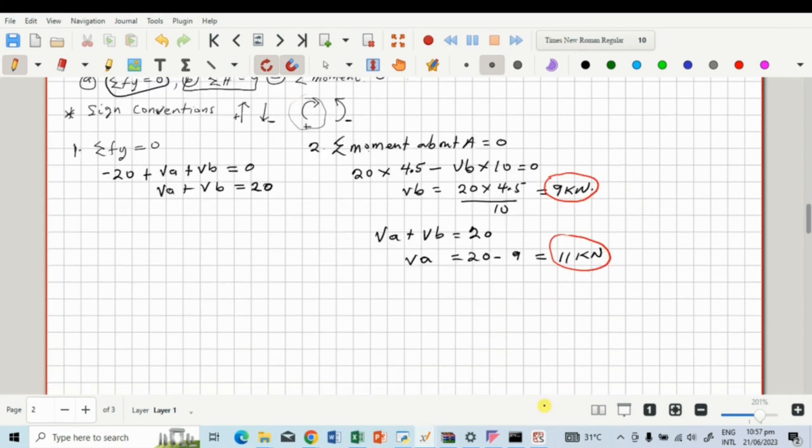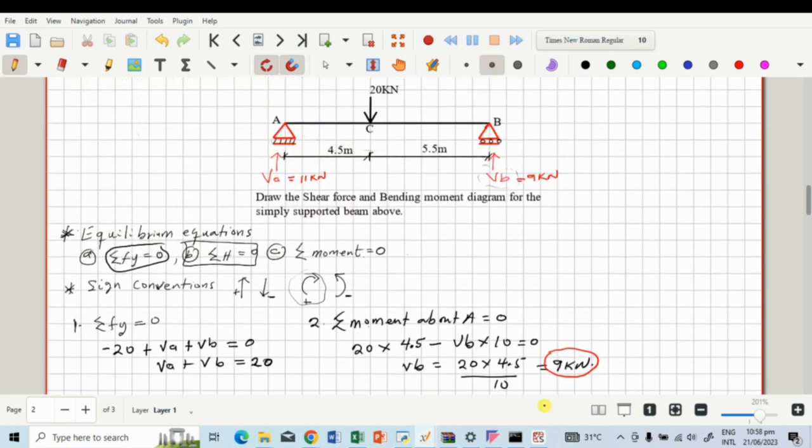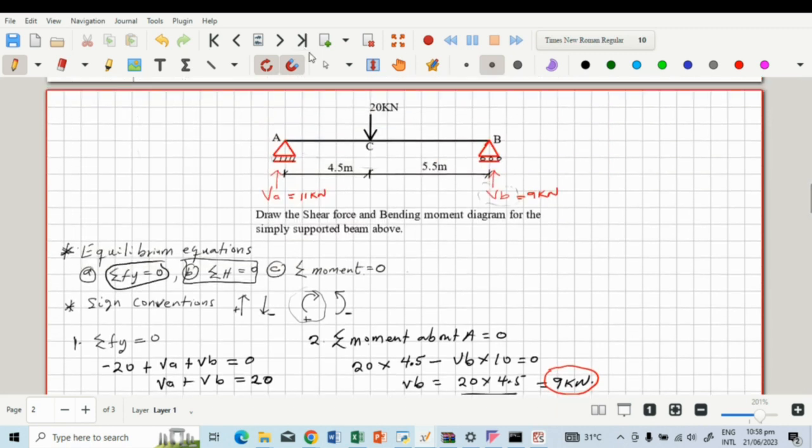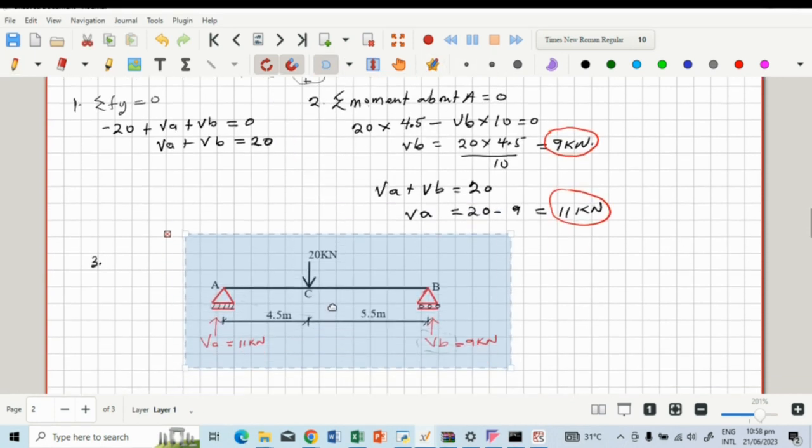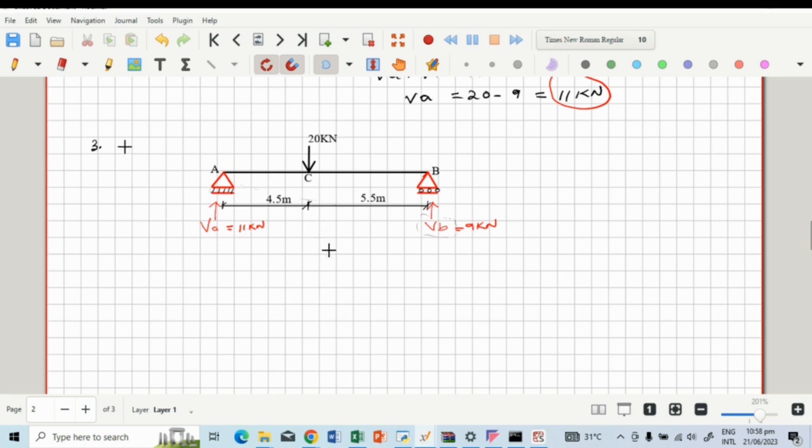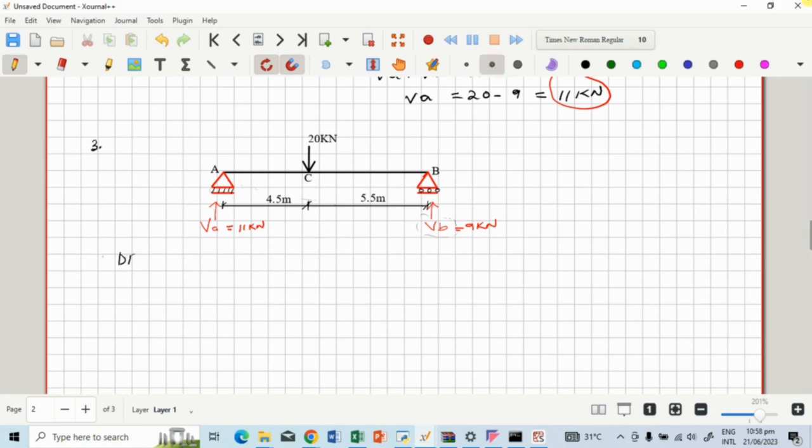Okay, so now move on and draw the shear force and bending moment diagram. But before that, so let's call this 3. Before that, we need to calculate the shear forces at the supports. So let me copy this downwards for clarity. Okay, so draw shear force diagram.